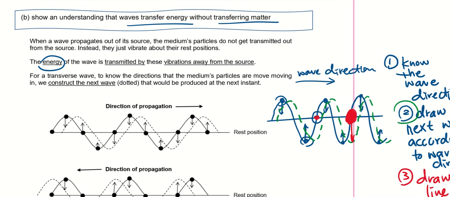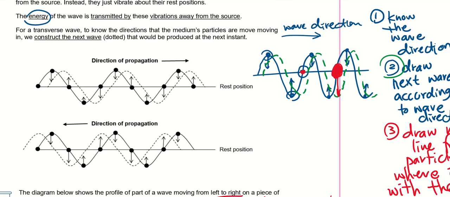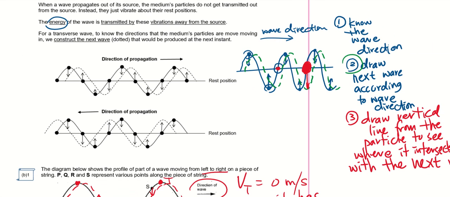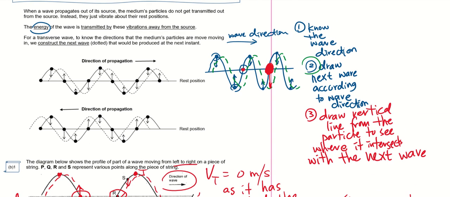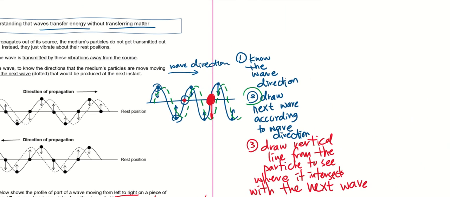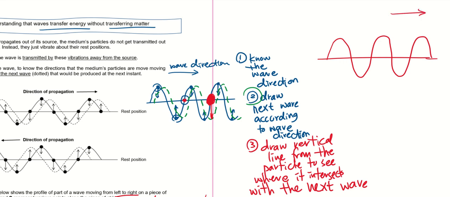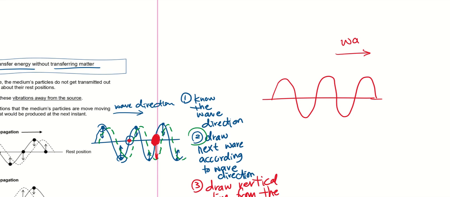So waves transfer energy without transferring matter. This is part B of the success criteria. There is this part here that you need to know. It has been talked about a lot in our first video. So basically, if I were to draw a wave, and this is a transverse wave, and let's say the wave is going in this direction, for example, the wave direction. For the particles, they will not be going in the same direction because this is a transverse wave.